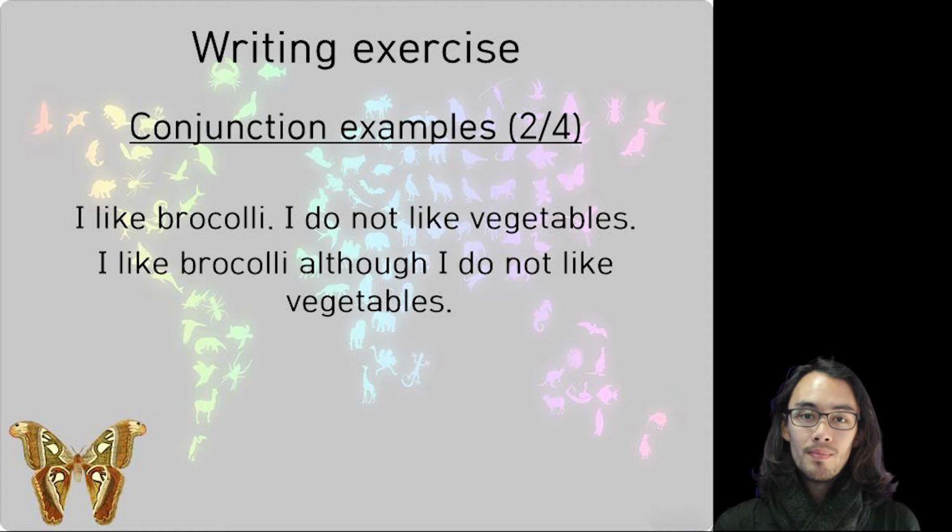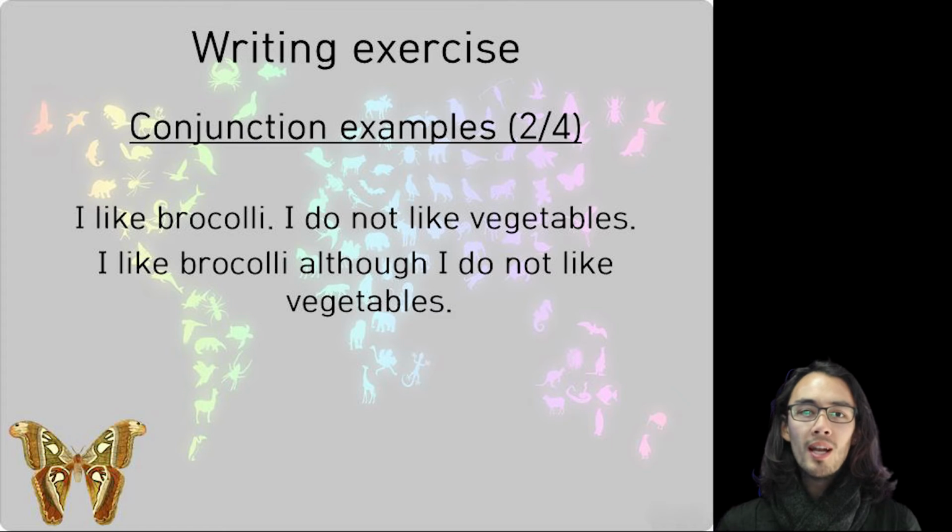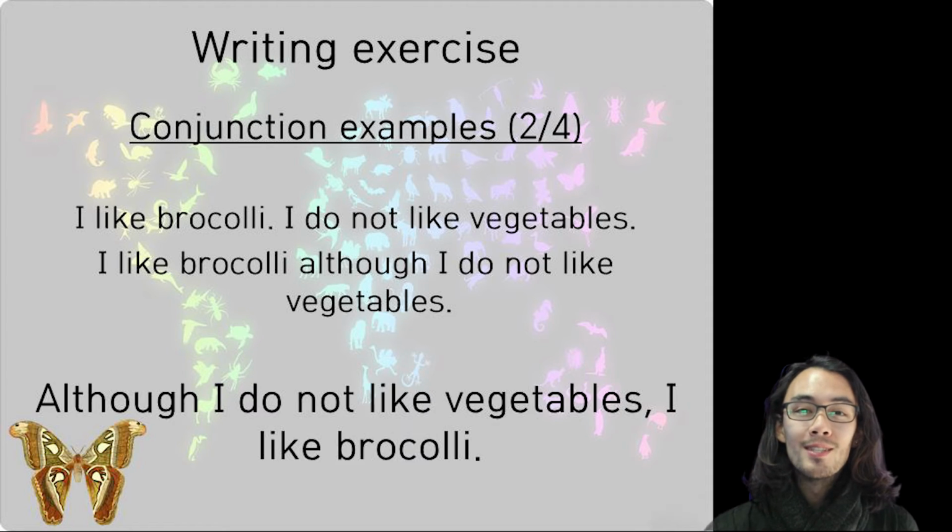The next one is, I like broccoli. I do not like vegetables. So if I'm to combine them, I'm going to use the word although. So, I like broccoli, although I do not like vegetables. I can start the sentence with the conjunction and say, although I do not like vegetables, I like broccoli.